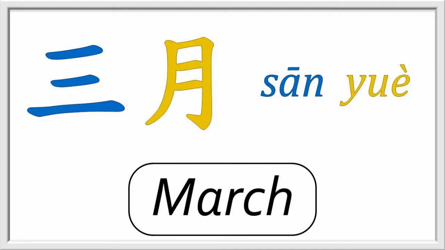The first character is the simplest, 3 horizontal lines representing the number 3, pronounced first tone, san. We've already seen how to express January, February, October, November, and December in Mandarin by giving them a number, 1, 2, 10, 11, and 12. Now we have month number 3, or March, 三月.